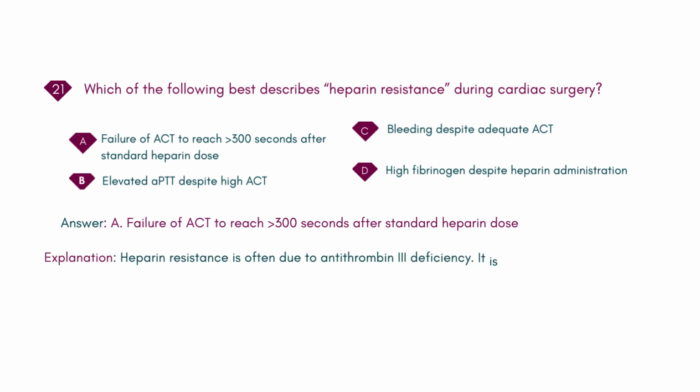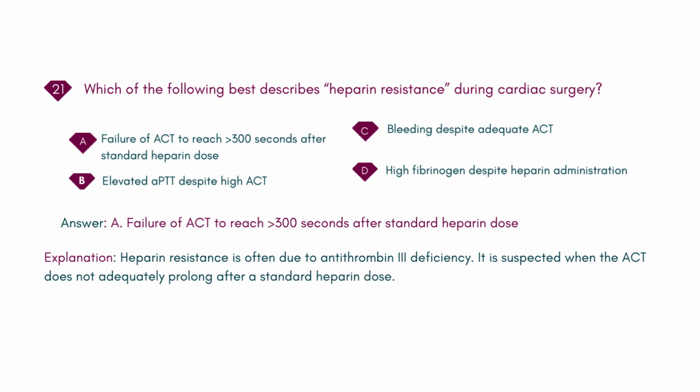Explanation: heparin resistance is often due to antithrombin 3 deficiency. It is suspected when the ACT does not adequately prolong after a standard heparin dose.